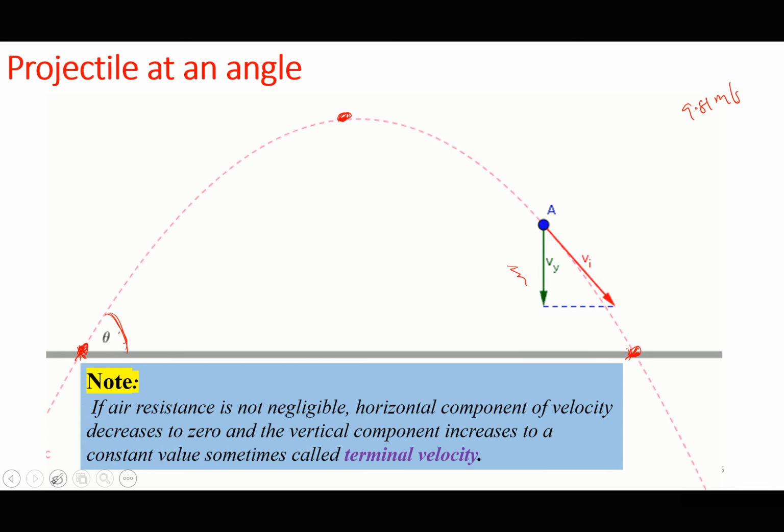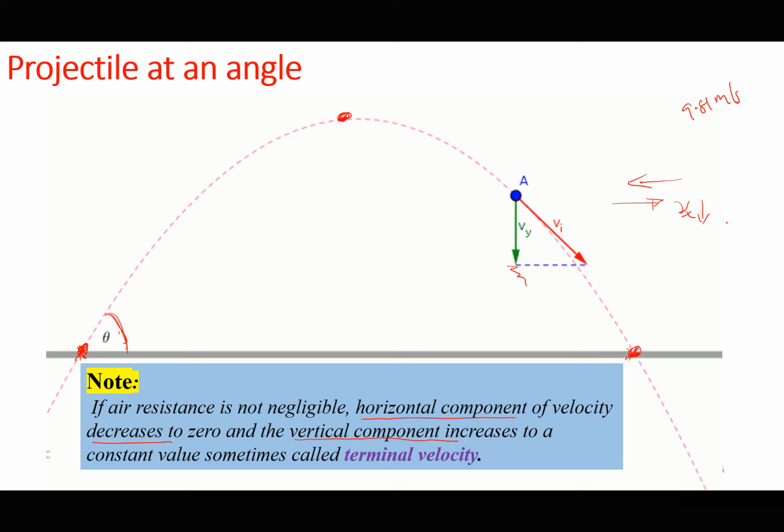So if air resistance is not negligible, the horizontal component of velocity decreases, and the vertical component increases to a constant value, sometimes called terminal velocity. That is, if the object is falling. If there is air resistance in the horizontal, it means the velocity in the horizontal is in this direction, the air resistance will be in the opposite direction. So in that case, velocity in the horizontal would decrease. But if there is no air resistance, it remains constant.